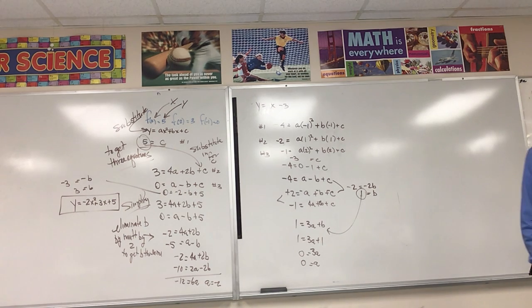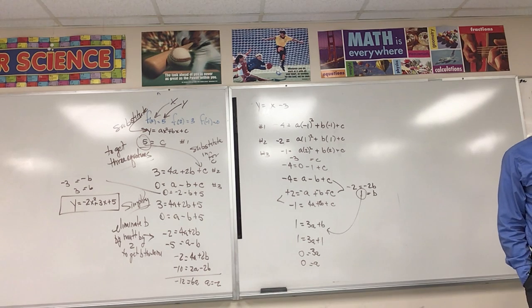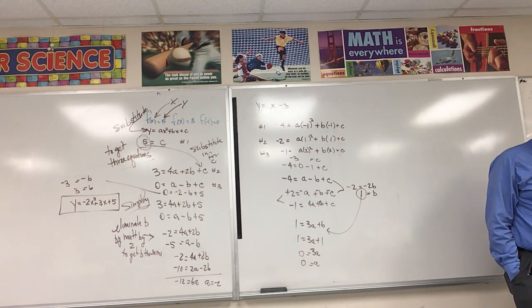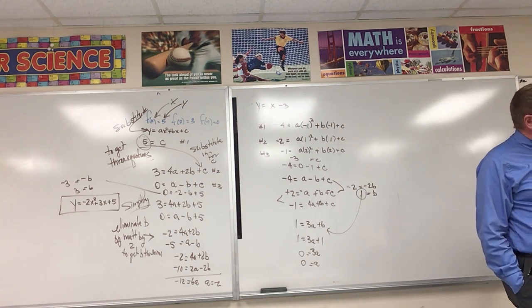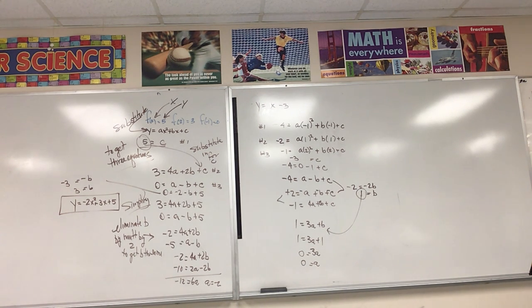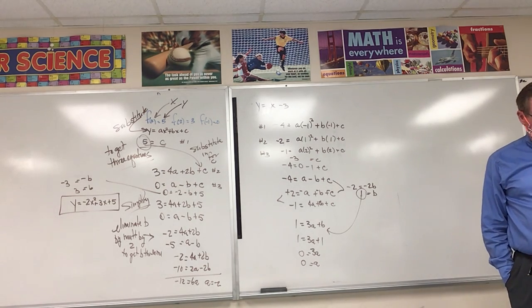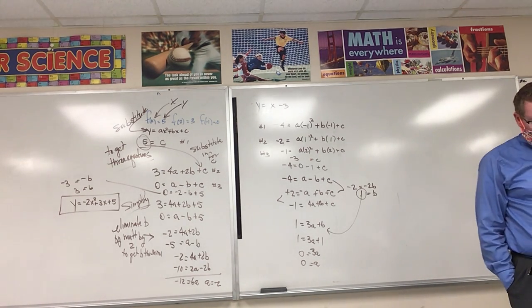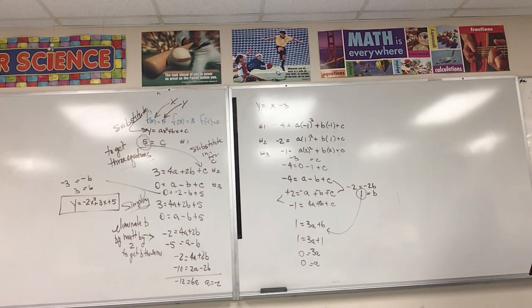What's my domain, Caleb? All real numbers. Jed, what's my range? Y less than negative 2. Why are you going less than if we have a minimum? Minimum means greater, right? Greater than or equal to, or just greater than? Greater than or equal to. Greater than or equal to what? Negative 6. You sure? Okay, negative 6 is correct.